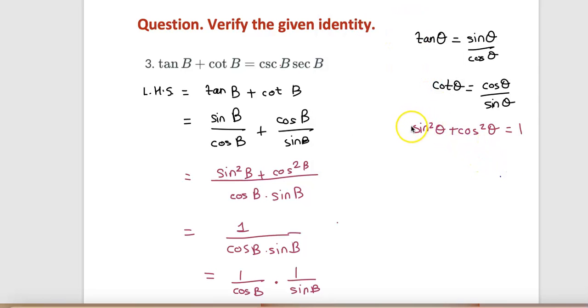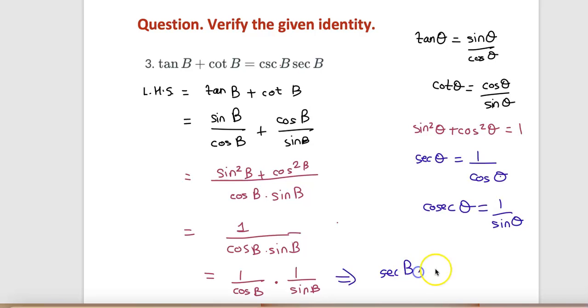Now these are my trigonometric reciprocal ratios. So this is 1 over cosine B. That's your formula: secant theta is equal to what? 1 over cosine theta. Reciprocal trigonometric ratios. And similarly for cosecant theta, that's what? 1 over sine theta. So after this step, I can rewrite 1 over cosine B as secant B, and I can rewrite 1 over sine B as cosecant B.